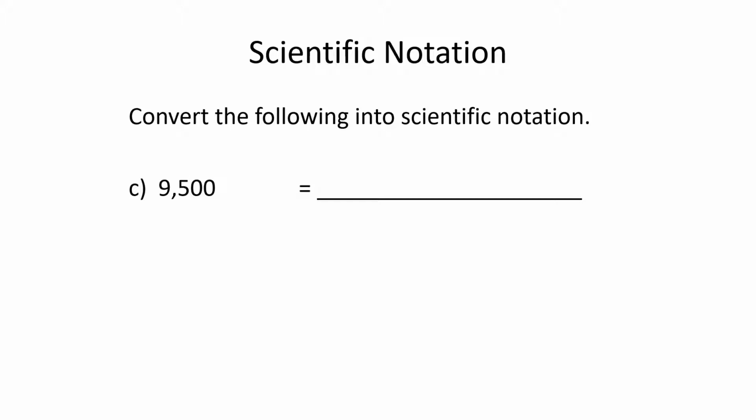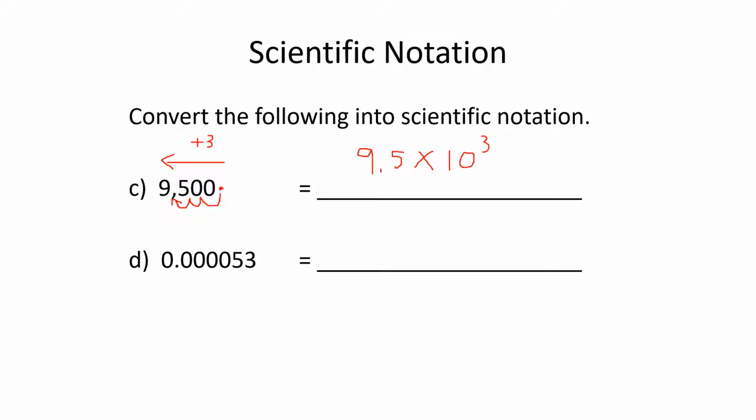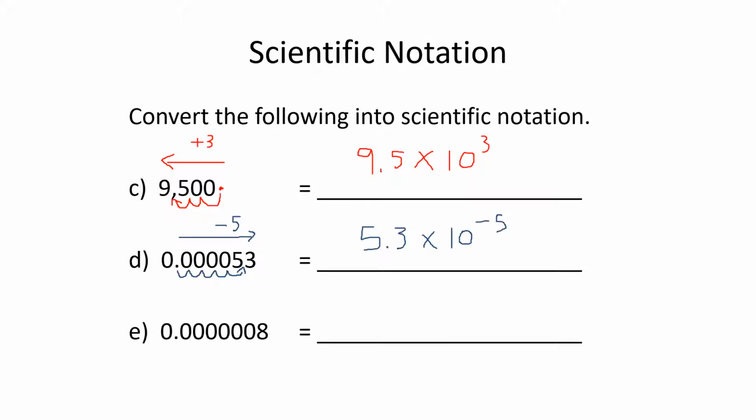All right, so what's your number between 1 and 10? 9.5, right? And then it's 10 to the third. Positive? 10 to the third. Very good. How about this guy? 5.3 times 10 to the -5. How about this guy? 8 times 10 to the -7.